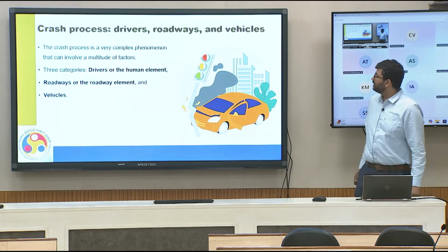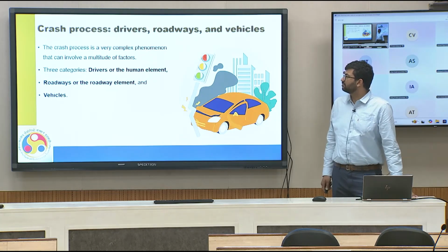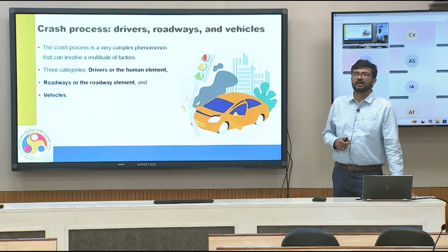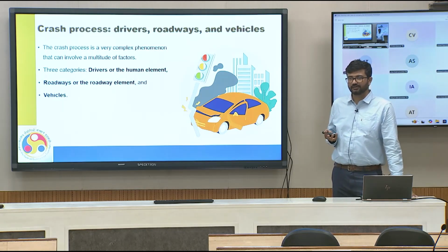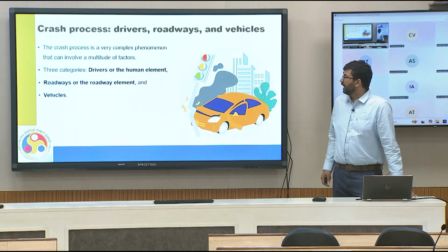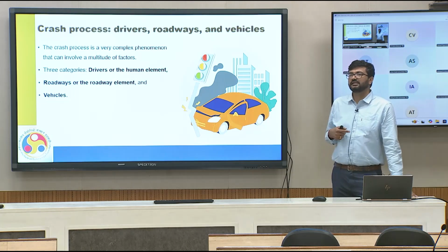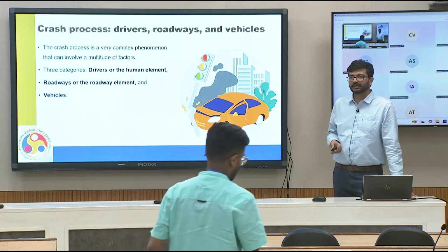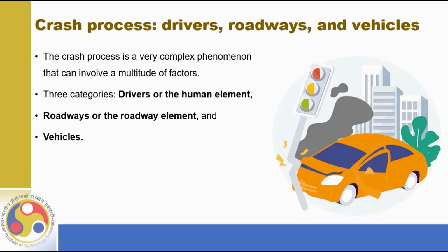So if we understand from this 1.5 days of discussion, what you can understand is that a crash is a complex process. It has various factors that are linked together in an accident, right? And these causal factors, the factors that lead to a crash, can be broadly categorized into 3 categories. Okay? So the first one is the driver or the human element.